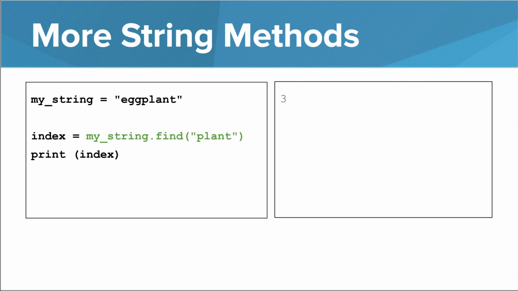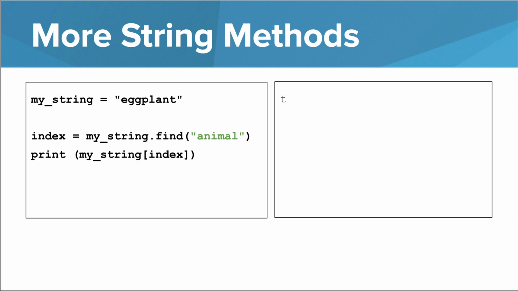In this example, it'll look in my string for the first instance of plant. It returns the index at which the argument string starts. Here, plant starts at index 3 in eggplant, so the find method returns 3. If the argument string is not found, the method returns -1. Note that even though -1 is technically a valid index, it's the index of the last character in a string, it is still used as the value that represents the case where the argument string wasn't found. If the argument string was found, the return value will be 0 or greater.